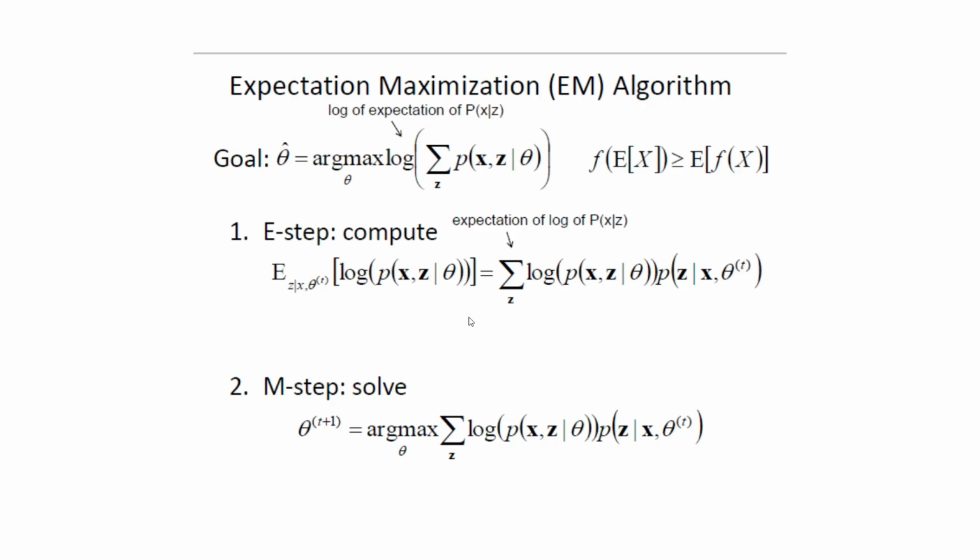And in the E step, we try to find the expectation with respect to the distribution, whereas in the M step, we try to actually update the parameter itself.